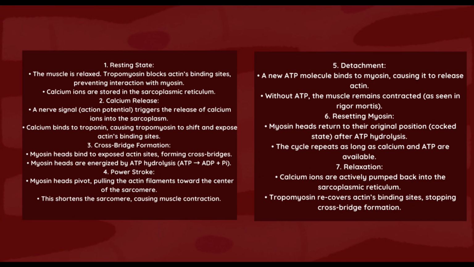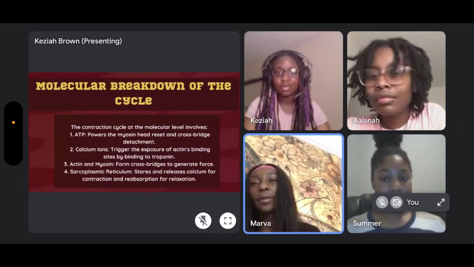And lastly is relaxation. The calcium ions are actively pumped back into the sarcoplasmic reticulum, and tropomyosin recovers actin's binding site, stopping cross-bridge formation. Molecular breakdown of the cycle.